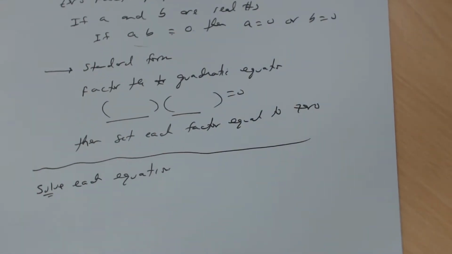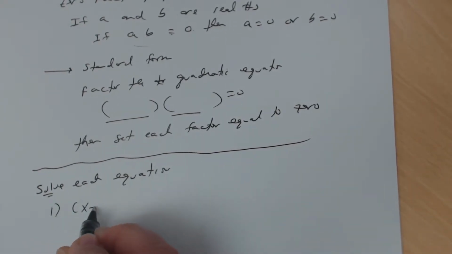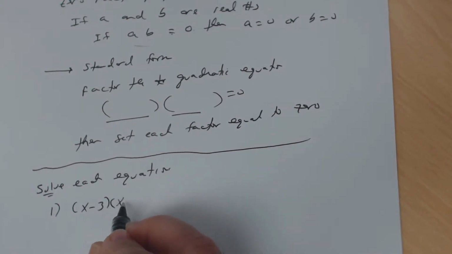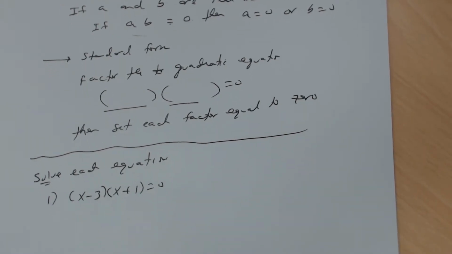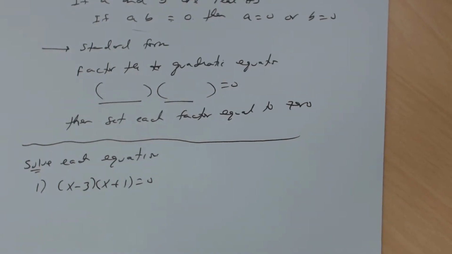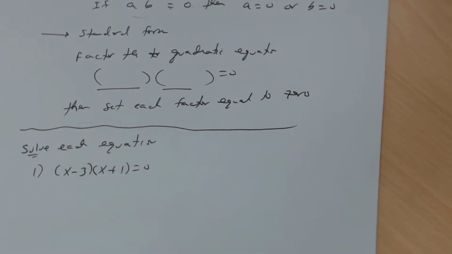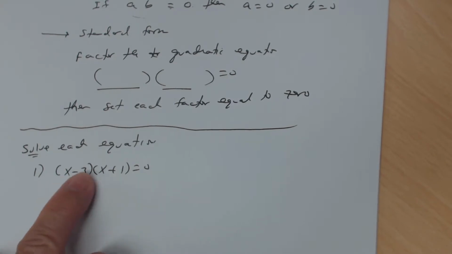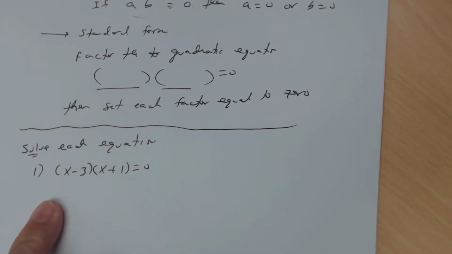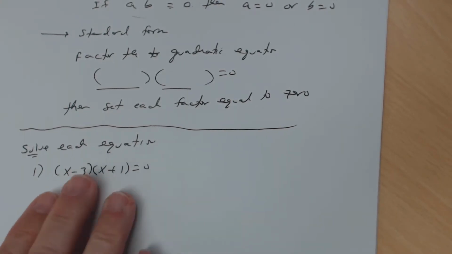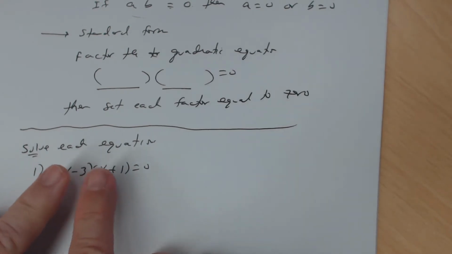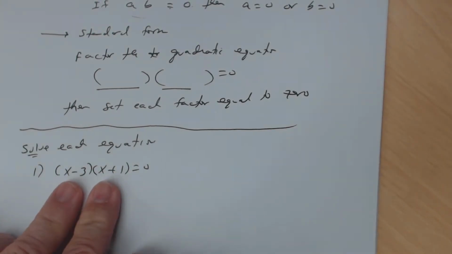Okay, so let's suppose we had this. Suppose we had x minus 3 times x plus 1 is equal to 0. X minus 3 times x plus 1 is equal to 0. Okay, now keep in mind this is quadratic, because if you FOIL this out, what's x times x? X times x is x squared. So you're going to have an x squared term. So this is quadratic. But I want you to notice, though, is that this quadratic equation has already been factored.